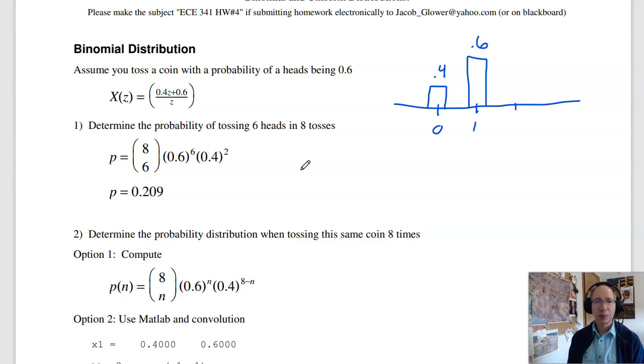Well, there's a couple ways to do that. If you use the formula, it'd be 8 coins choose 6. Probability of a heads is 0.6. I got 6 of them. Probability of a tails 0.4. I got 2 of them. Multiply it out, I get 0.209.